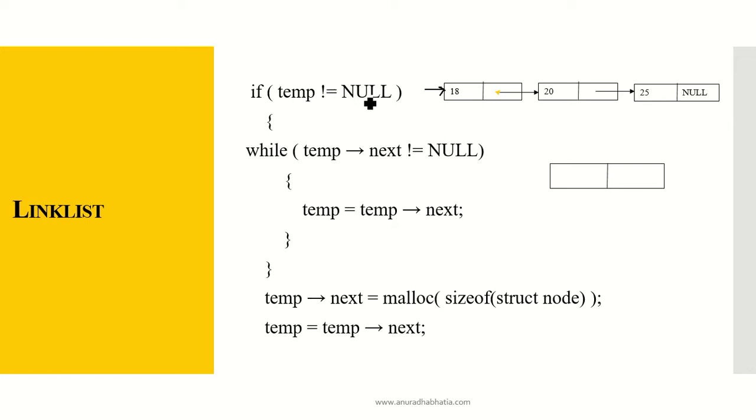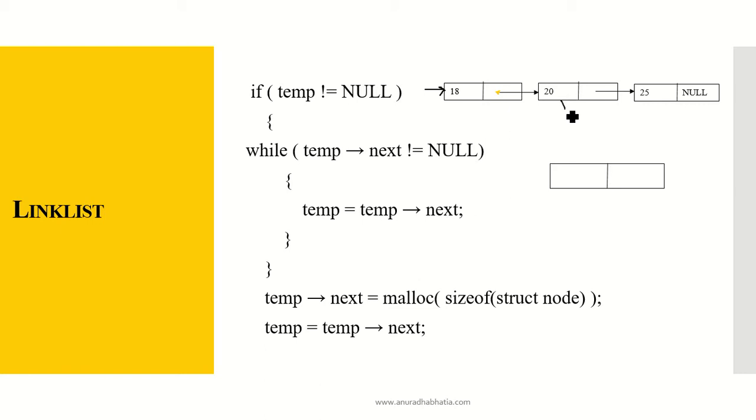If temp is not equal to null, I enter the loop and say while temp pointer next is not equal to null, I keep on traversing till the end of my node. This is known as a traversal. This code stands for the traversal in the linked list. So temp pointer next is not equal to null. Now here if you see, is this pointer equal to null? No. So it says temp is equal to temp pointer next.